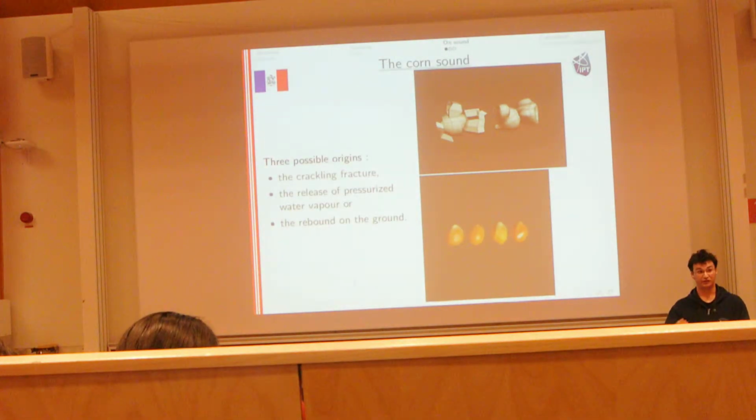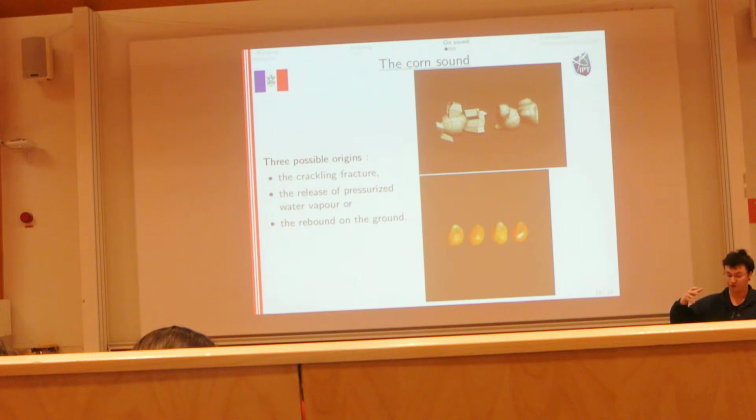Now, let's move on to the sound itself. We tried to 3D design the corn kernel to make it a whistle and to find how the cavity structure would influence the sound. On that, we found three possible origins for the corn sound. First, the cracking fracture, which is the first thing that we see happening in the video. Then we see pressurized water vapor out of the corn, and then we know that the corn is going to rebound on the ground at one point.